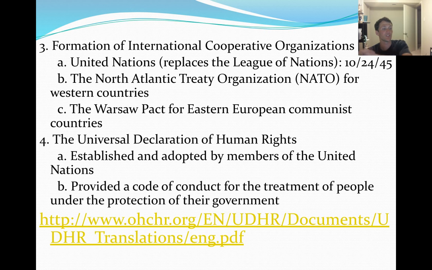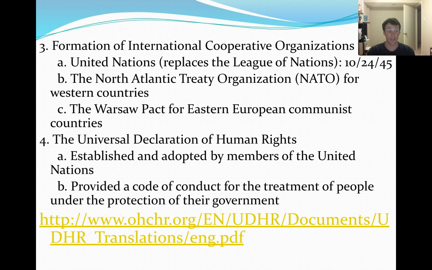So you're going to have the formation of international cooperative organizations as well, right? We have the United Nations, which is going to be formed in 1945. It's going to replace the League of Nations, right? You're also going to have NATO, the North Atlantic Treaty Organization, which is a treaty organization of Western countries that if communist countries attacked any of these, it's going to be set in motion that all of these groups will come together and fight on behalf of the others, right?